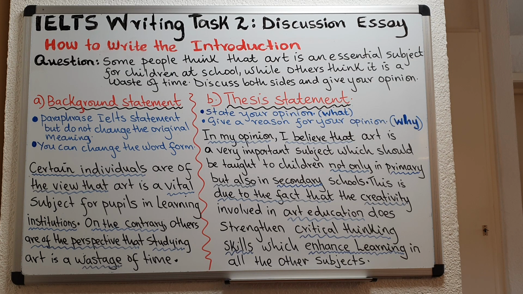Let's begin with the word some. Some people. So we are going to replace the word some with the word certain. Certain and some in this case are synonyms of each other. Some people, certain individuals. So the next word that we are going to replace is people. We are going to replace the word people with individuals. Certain individuals, some people. Those two phrases mean exactly the same.